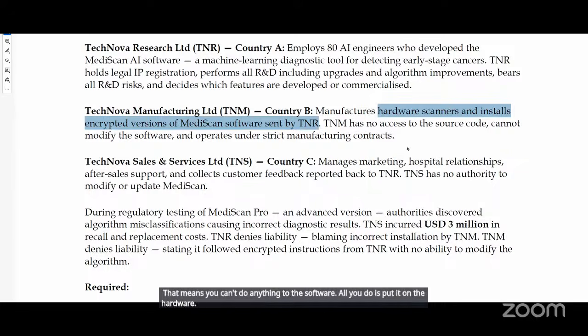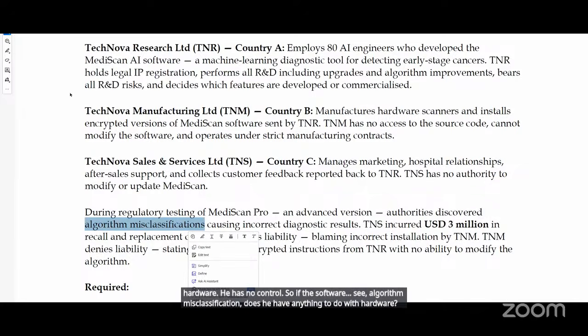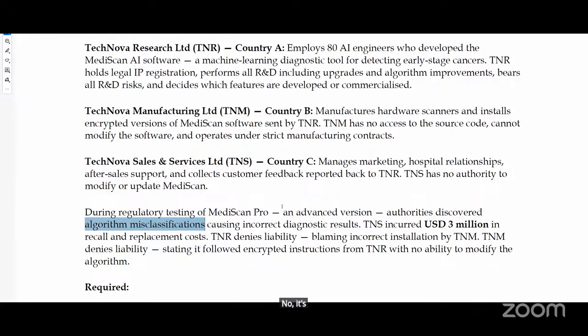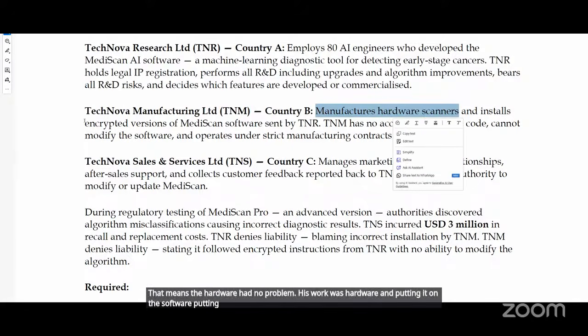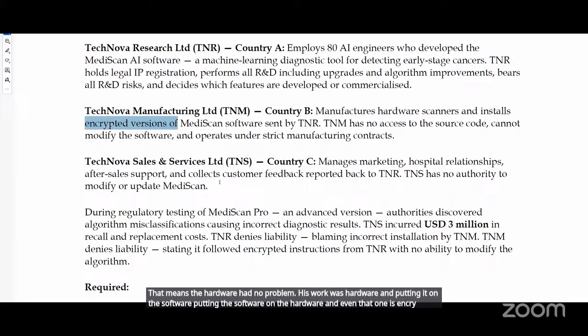He has no control. So if the software has an algorithm misclassification, does it have anything to do with hardware? I'm asking you guys. No, it's software. That means the hardware had no problem. His work was hardware and putting the software on the hardware, and even that one is encrypted. He cannot do anything to it.